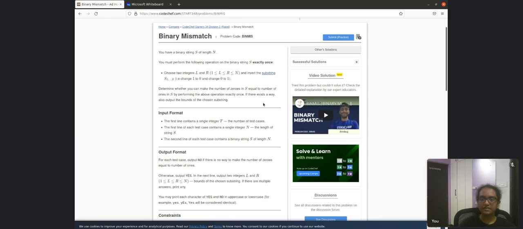So we need to find out whether we can make the number of zeros in S equal to the number of ones in S. So we output either yes or no, and if it is yes, if there is a way to make them equal, then we have to output L and R.